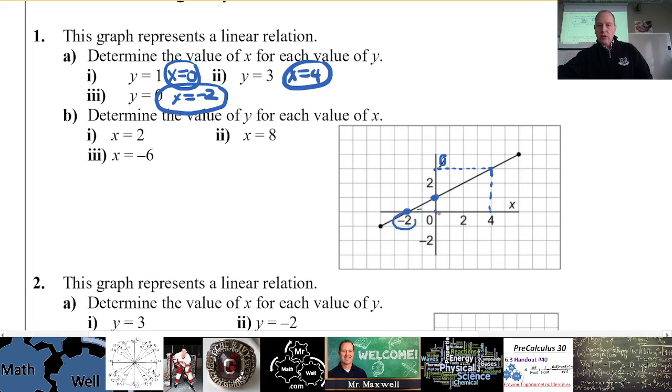Determine the value for y now for each of these values of x. So when x equals 2, I go over to x equals 2 right here, and I look at this vertical line, and I go up until I hit the graph, and then what's the y value associated there? 2. Yeah, y equals 2. Very good. Thanks for helping me out, shouting out those answers.